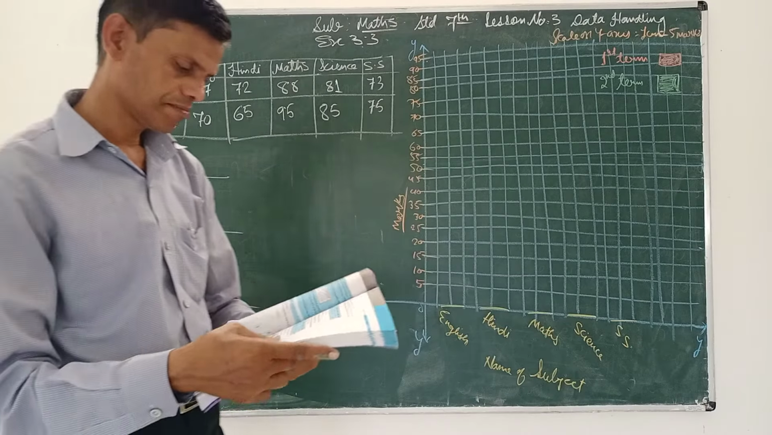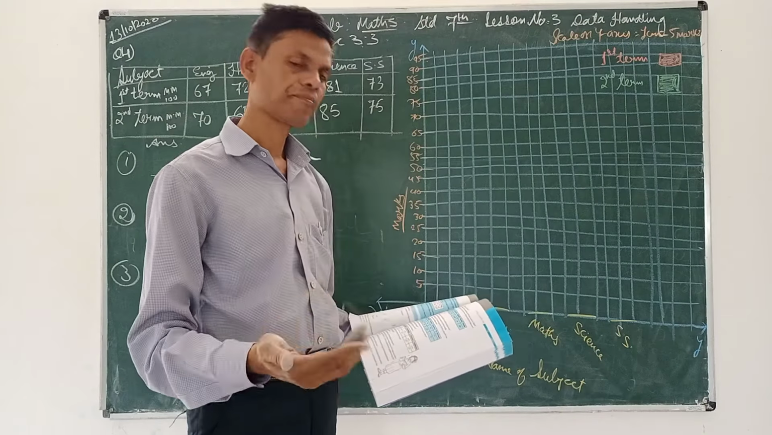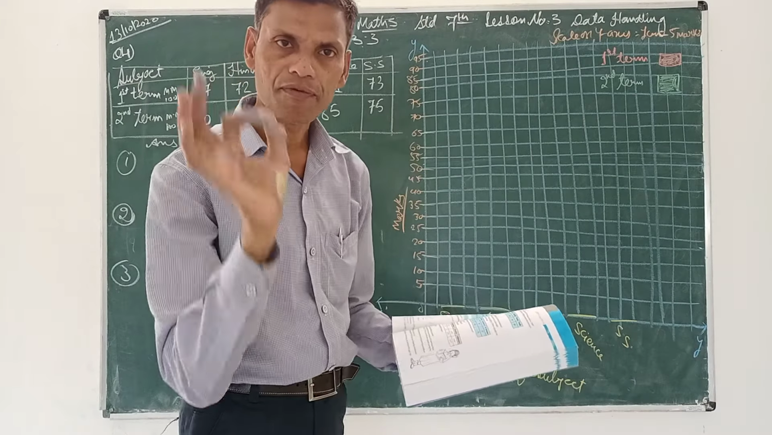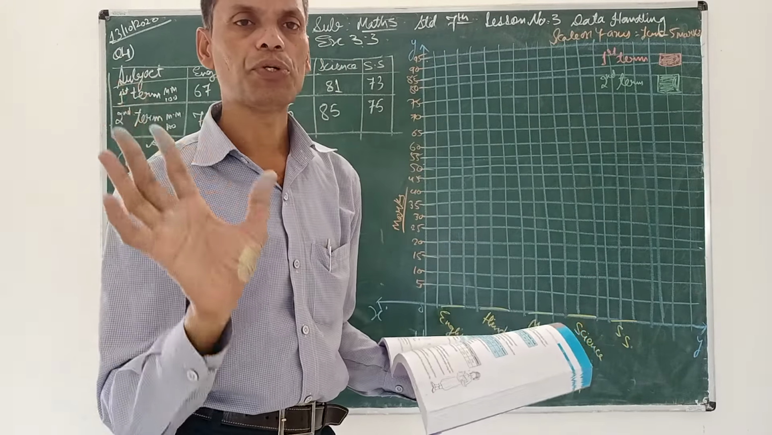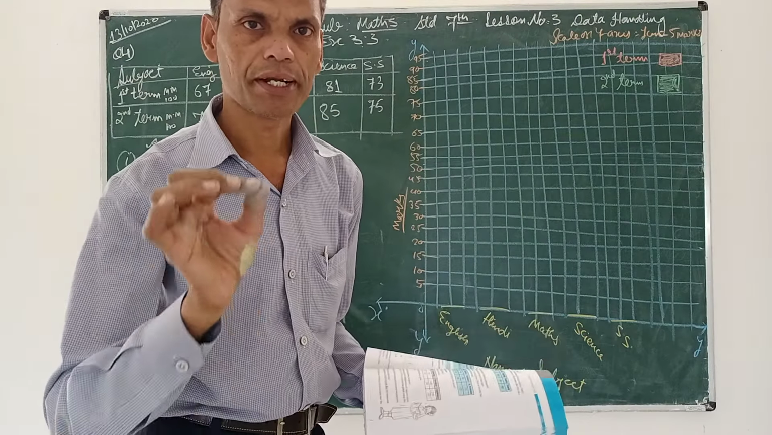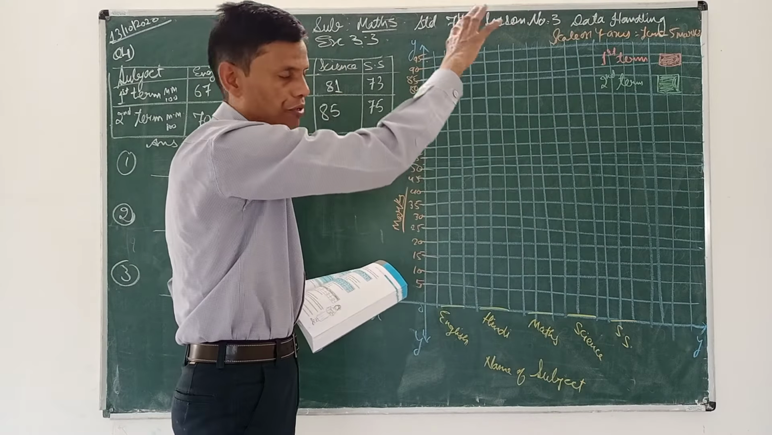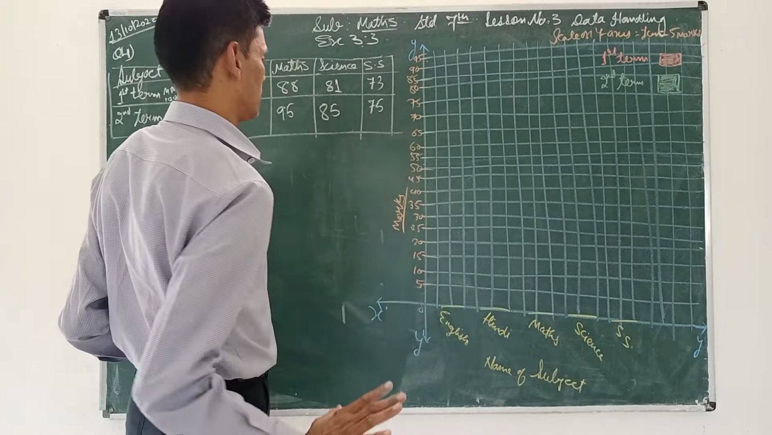Yesterday I had explained some questions, up to the third question. Today, the fourth question. It is a twin graph. Here, in one graph, the results of term 1 and term 2 will be present. This is an example of a graph. You will get this type of graph in the market.